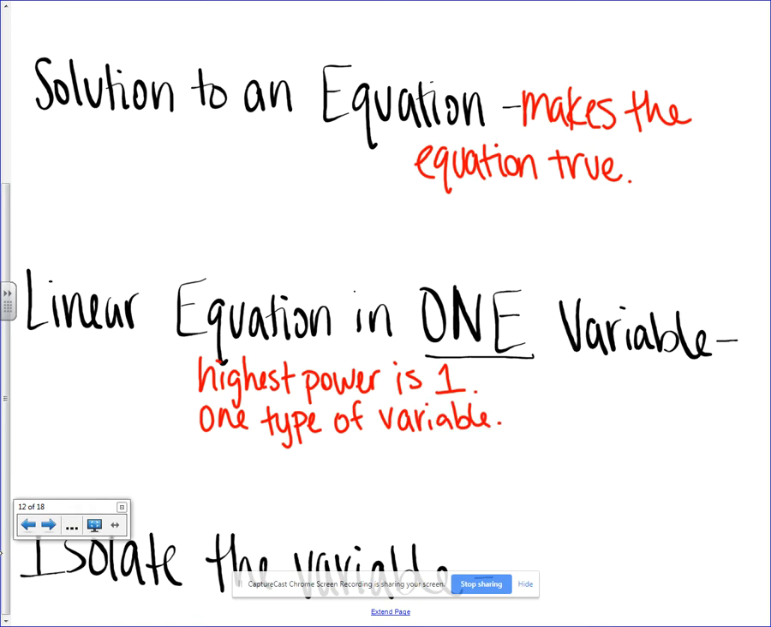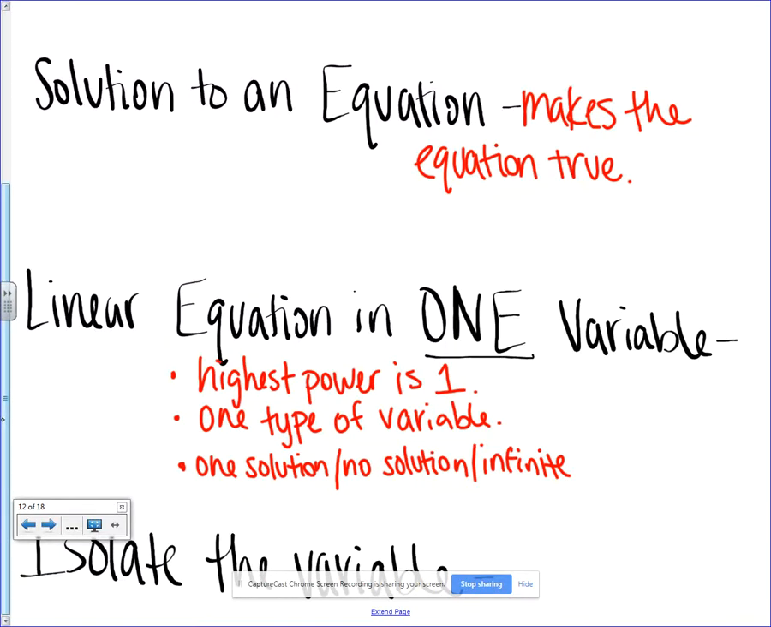Now, when we are solving linear equations in one variable, there are 3 different possibilities. You can either have one solution, no solution, or infinite solutions. And we are going to be focusing today on just having one solution. Eventually, we'll get to equations that have no solution or infinite solutions.